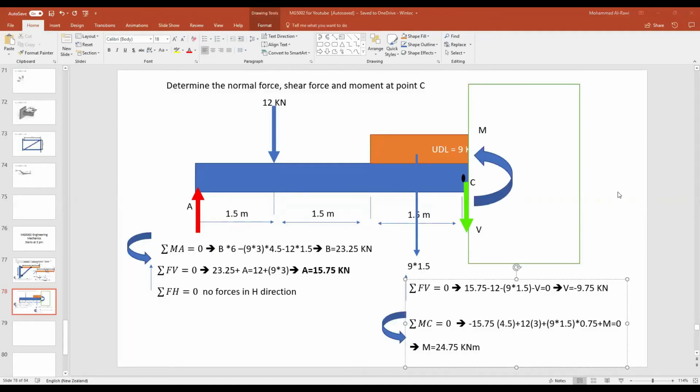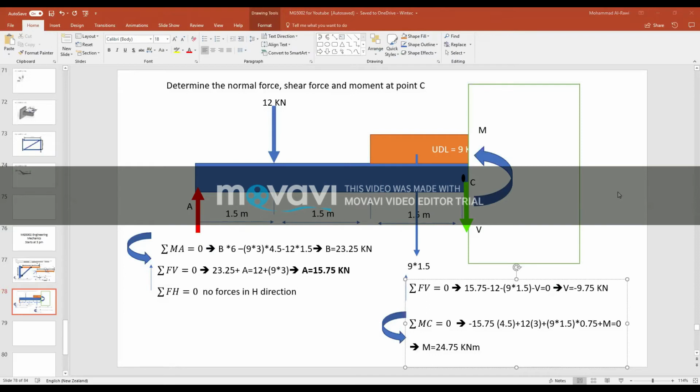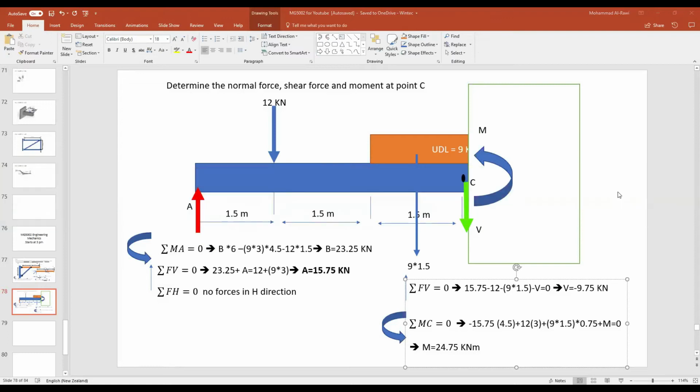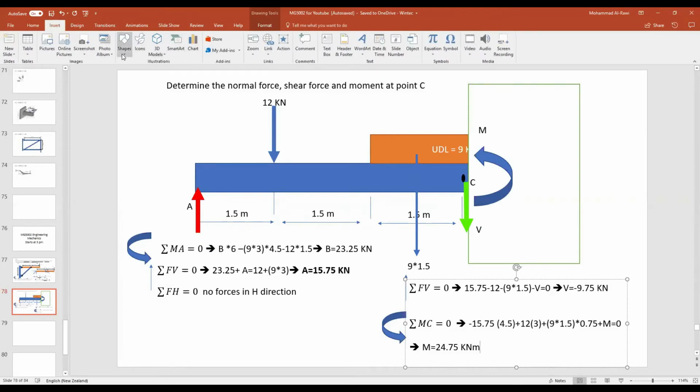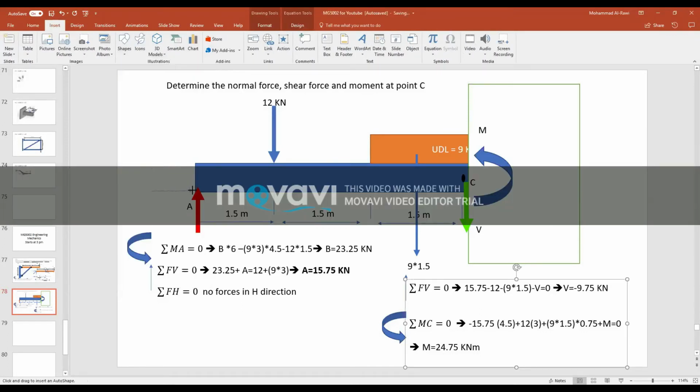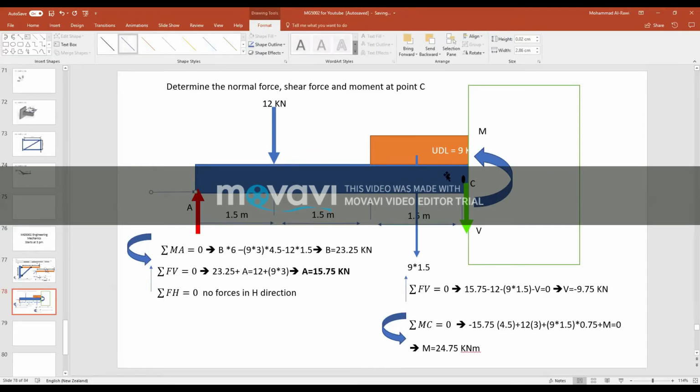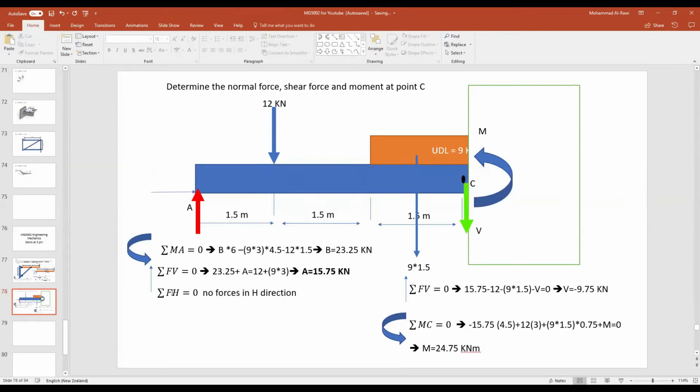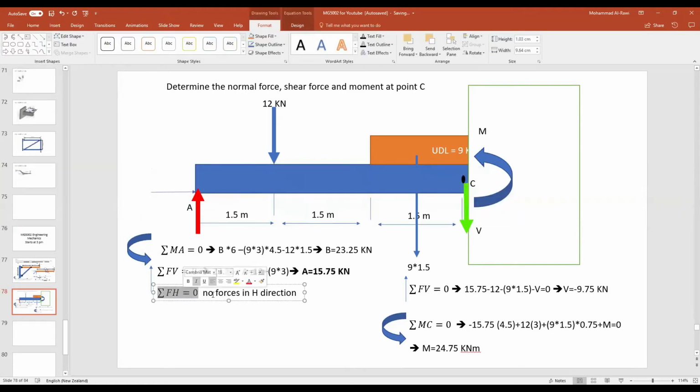So I'll repeat the last step. Just to remind you, the question wants you to determine the normal force, shear force, and moment at point C. So step one, what we did, we went through the question and drew the free body diagram. Again, this is really very important. When you have a hinge, we always have an X component in that direction. But because there are no other forces in the X direction, FH here is equal to 0.